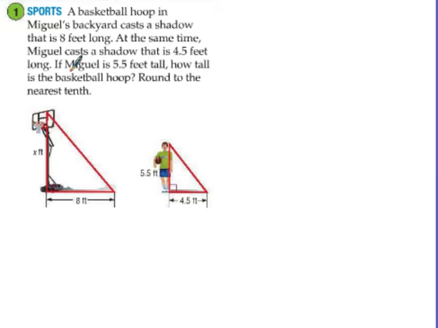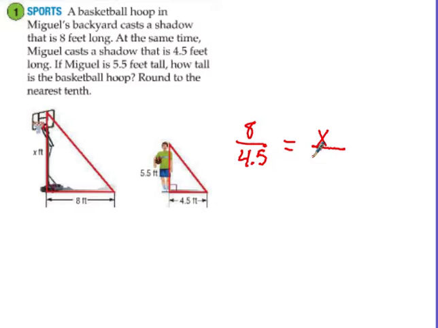Okay, a basketball hoop in Miguel's backyard casts a shadow that is 8 feet long. At the same time, Miguel casts a shadow that is 4.5 feet long. So the shadows, 8 feet and 4.5 feet, they correspond to one another. 8 over 4.5. If Miguel is 5.5 feet tall, how tall is the basketball hoop? Round to the nearest tenth. So it equals what?